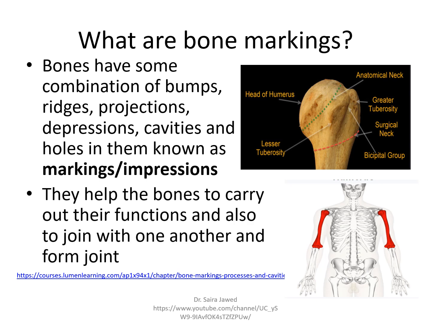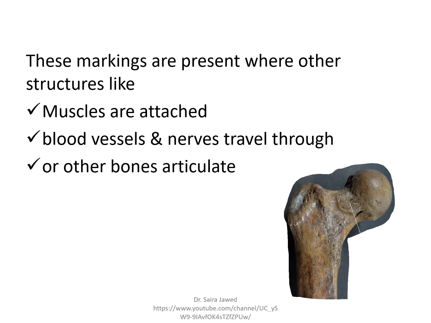These impressions actually help the bone to carry out its function, and they also help the bone in joining with the other bone, that is formation of the joint. Markings on the bones develop due to attachment of the muscles, or due to the passage of blood vessels and nerves through them, and they can also tell you from where one bone attaches to another bone, that is where one bone articulates with the other bone.